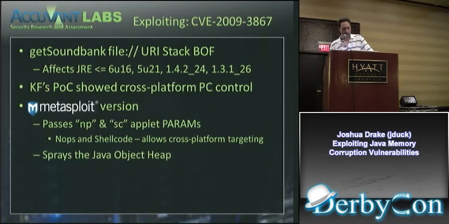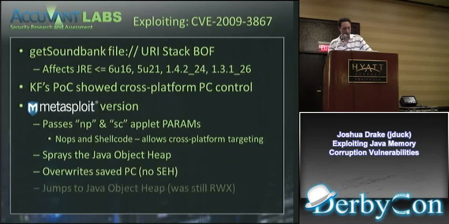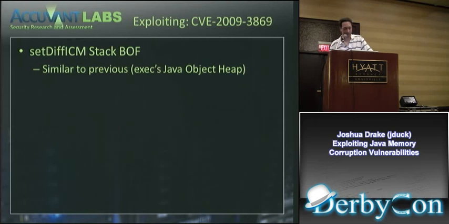So this exploit actually sprays the Java object heap. I think it does like 20 megs or something. And since it was before update 18, it's still RWX. So I just overwrite it and then jump straight there. It's a pretty easy exploit. Thank you, Sun. Oracle.